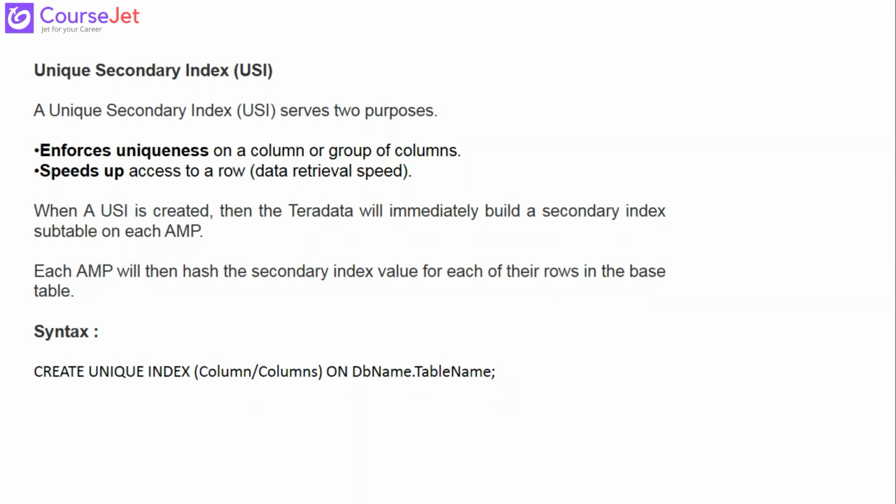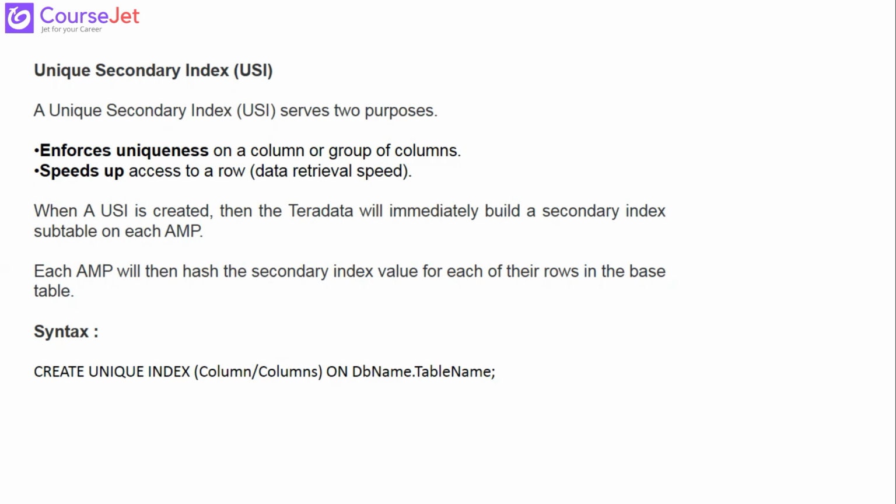That means whenever you use a secondary index value in the where clause, first it will do hashing on that value, correct? Yes. By seeing that, it will know that this is a secondary index and it should go for the subtable first. It will go to the subtable and then retrieve from the AMP wherever the row resides.